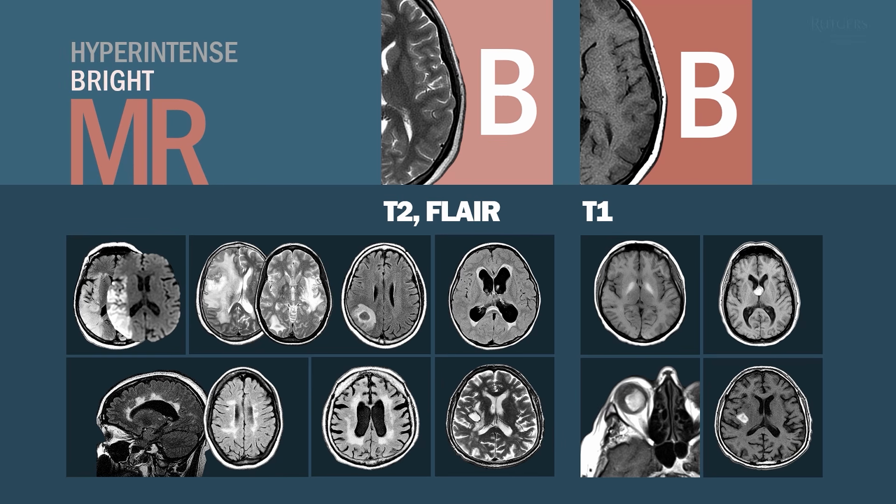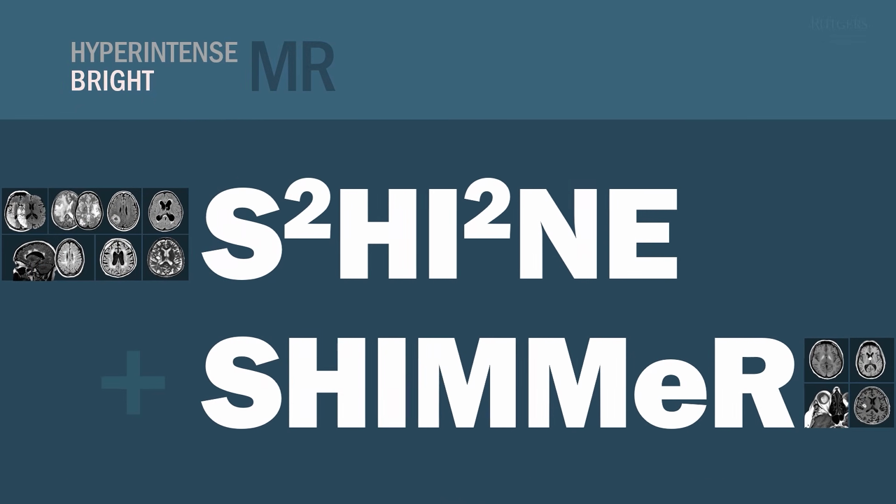I, for one, dislike mnemonics because eventually all I remember is the words, not what they stand for, but if you need one, here it is. Shine and shimmer. Shine for T2 and shimmer for T1. Shine: stroke and subacute hematoma, hydrocephalus, ischemic and inflammatory lesions, neoplasms, and edema. Shimmer stands for subacute hematoma, iron, metals, melanoma, and rich in protein.